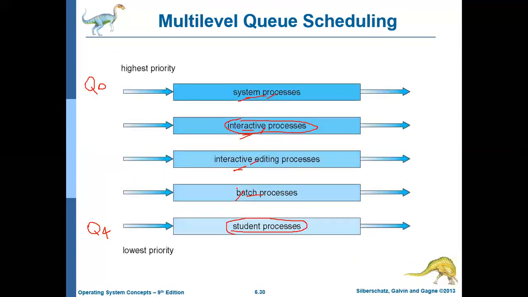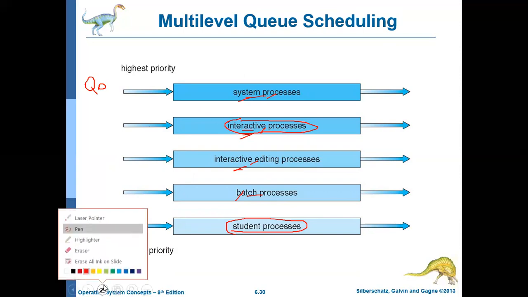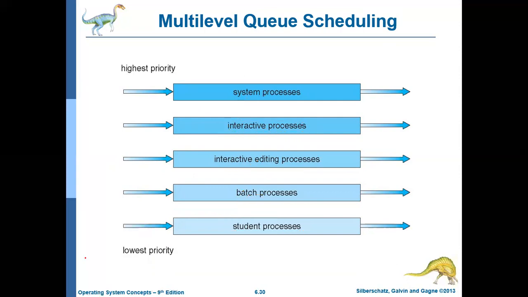Because we are fixing the priority, only if the higher priority queues are empty will the processes in the lower priority queue be executed. Otherwise, there is another option: the operating system may allocate different percentages of time for different queues.